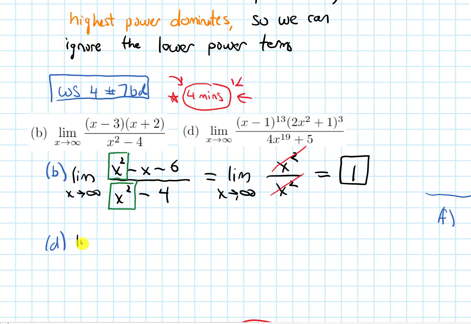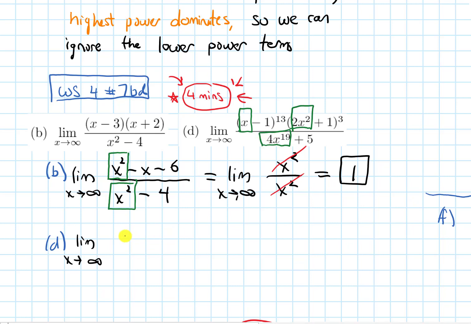So in D, we need this limit as x approaches infinity of this function. And with this function, we have these terms that are being raised to a power, and then on the numerator, there are 2 sort of power terms being multiplied together. So I'm going to keep the highest power terms within each parentheses. In the first parentheses is the x, and the next parentheses is the 2x squared. On the bottom, it's going to be this 4x to the 19.